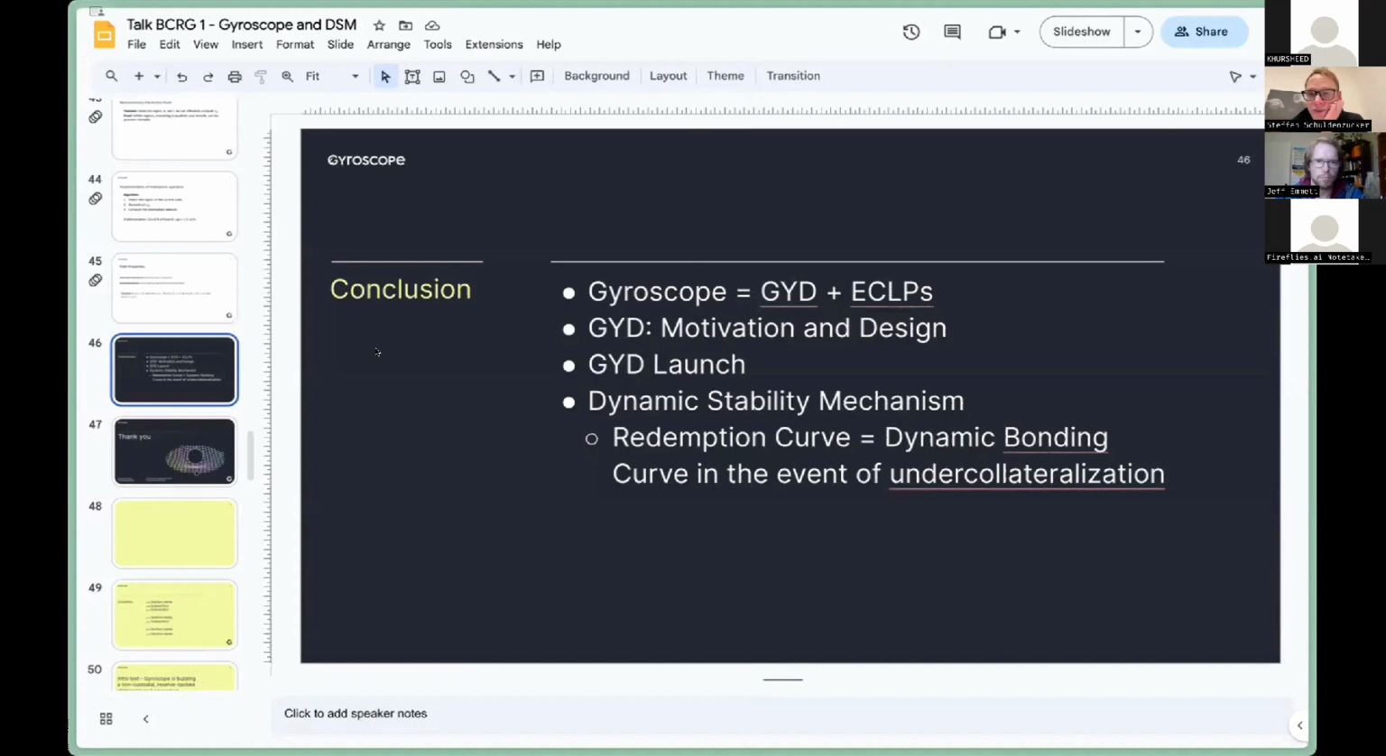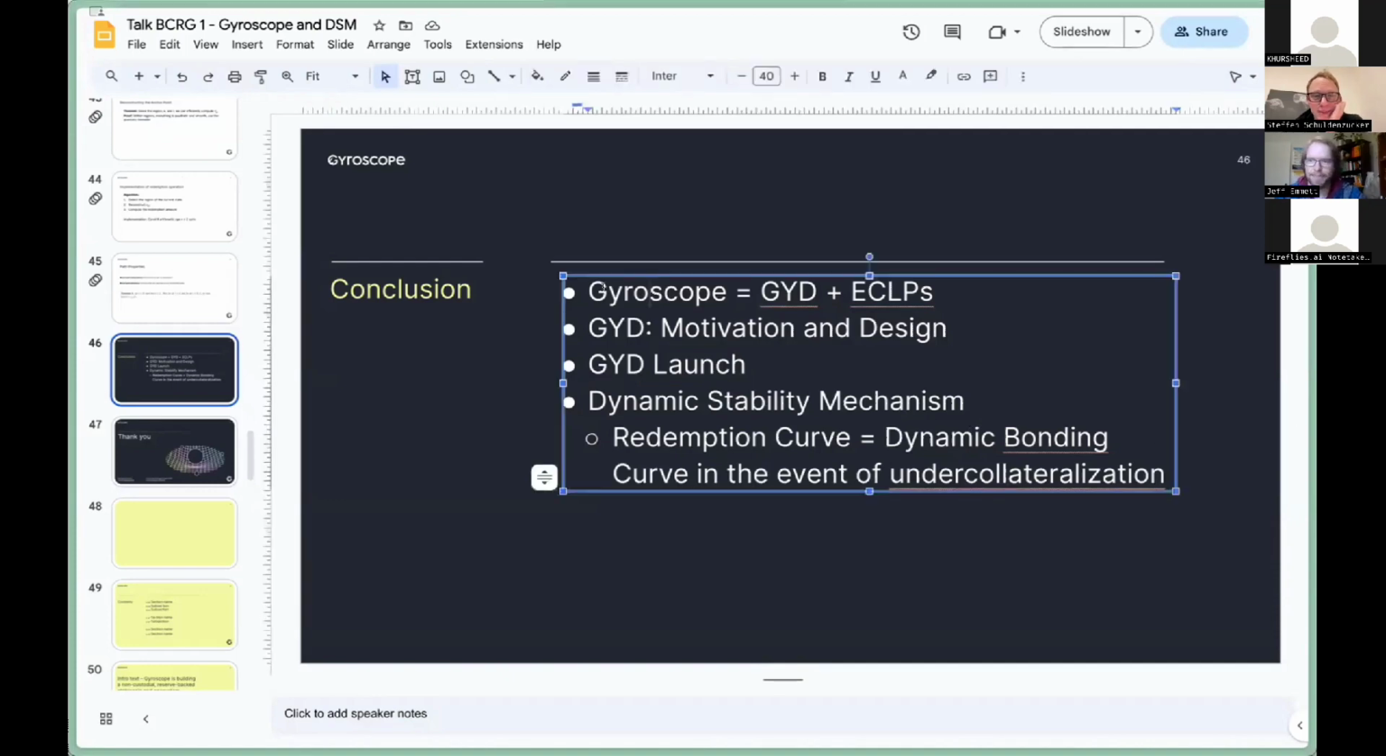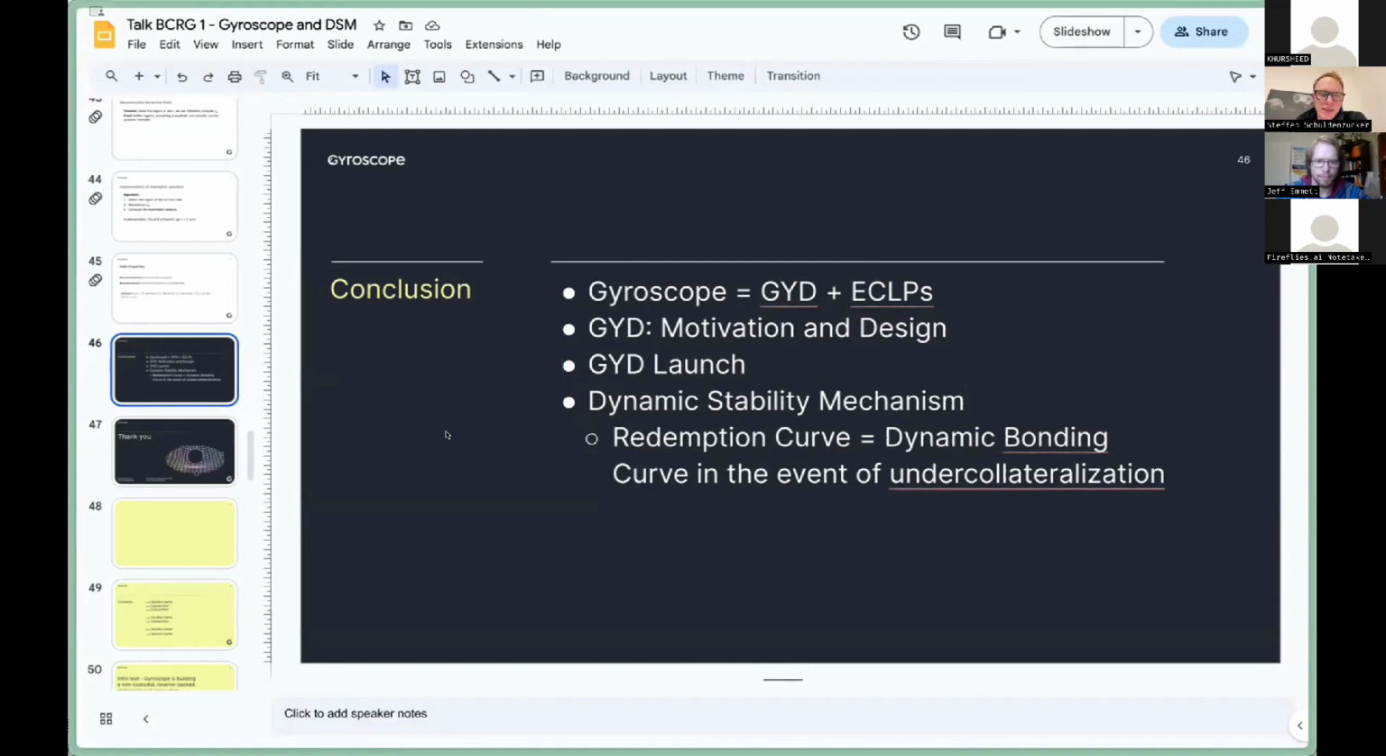Thanks a lot for having me here. Despite the interruption, I really like giving this talk. So I talked about Gyroscope, the stablecoin GYD, and the ECLPs. I talked a bit about why we built this and the launch, and then I dived into the dynamic stability mechanism and all of the math that is complicated to write down but actually fast to run, that makes sure the system can handle itself in the event of under collateralization.